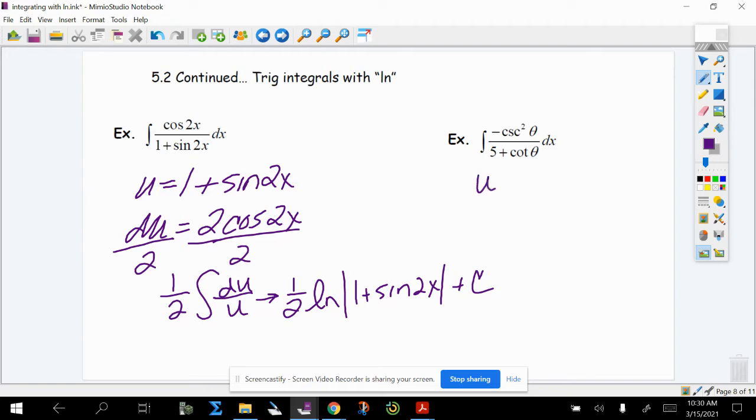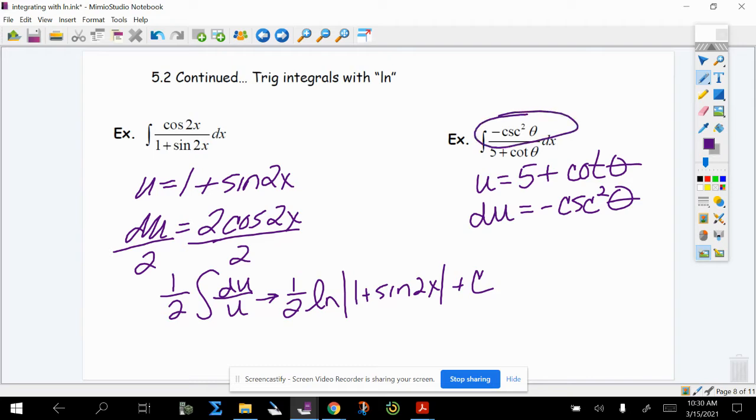Same thing with the bottom. Again, your u, you are hoping it is the bottom when you're working with rational integrals. The derivative of cotangent is negative cosecant squared. We don't work with cosecants and cotangents very much. You actually have negative cosecant squared, including the negative, so no adjustment at all. So this is just a very straightforward, perfect du over u. So you get the natural log of 5 plus cotangent theta plus c.